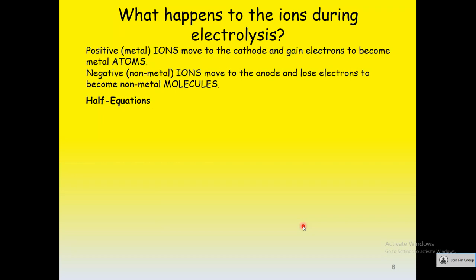So we'll start with just remembering positive ions are going to be attracted to the negative electrode. Opposites attract. So they'll be moving towards the cathode, and there they gain electrons, and then they turn into metal atoms. Whereas negative ions would move towards the positive electrode, that's the anode, and there they give up their electrons and become molecules. So half equations describe what happens at one of those particular electrodes.